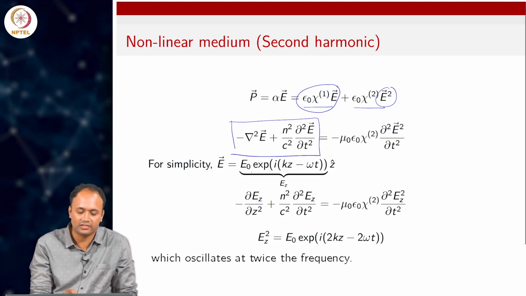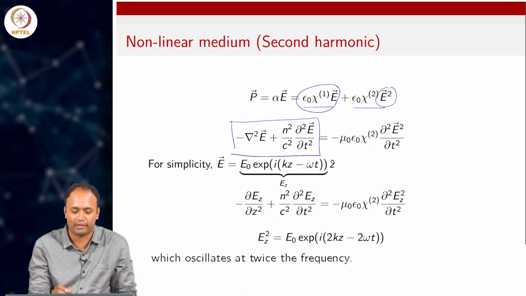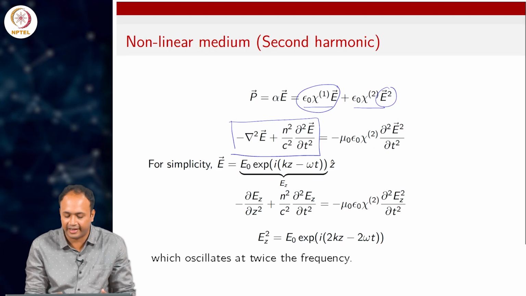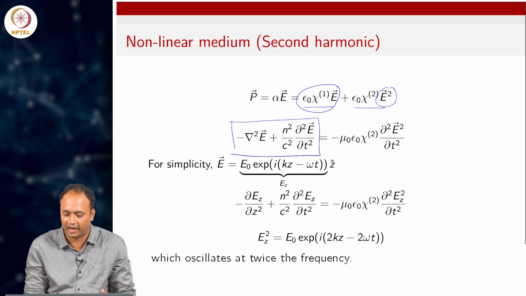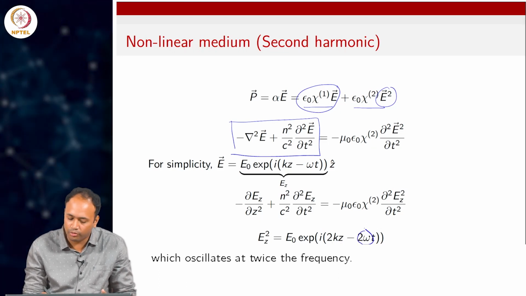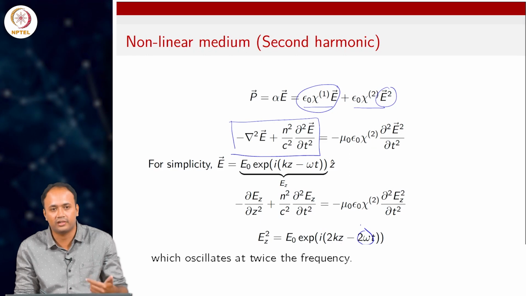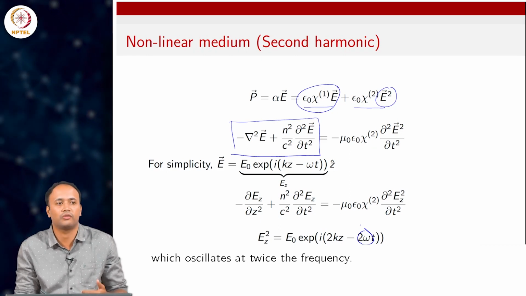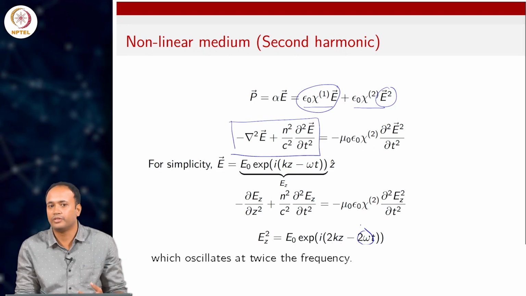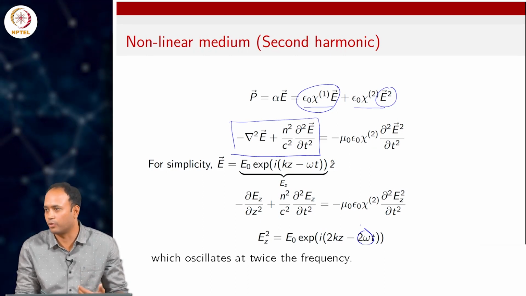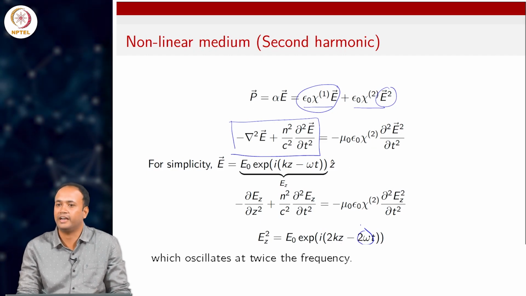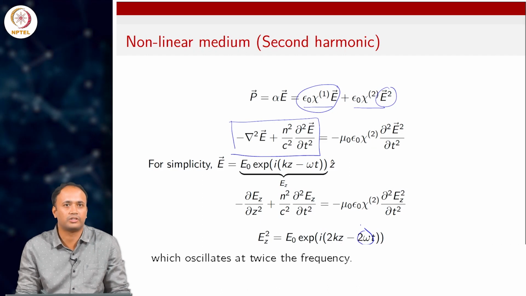Now if E is E naught exponential i(kz minus omega t), now you square it, you see that it gets E naught square exponential i(2kz minus 2 omega t). You see that now the solution has an additional term which is oscillating not at omega frequency but at 2 omega frequency, right? Now this is a source of a second harmonic. So basically polarization not being just proportional to the electric field, but also polarization being proportional to E square.